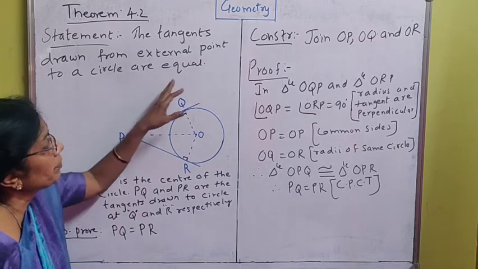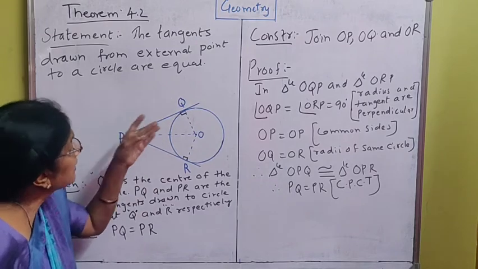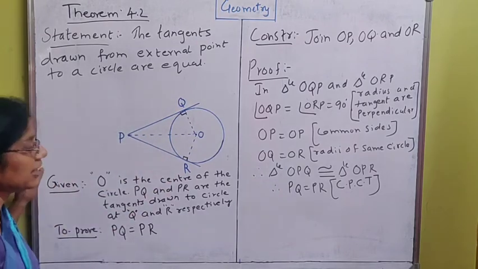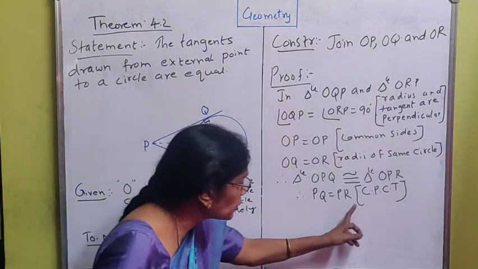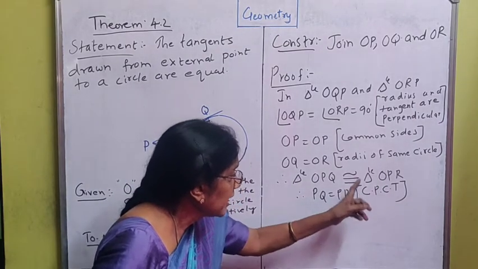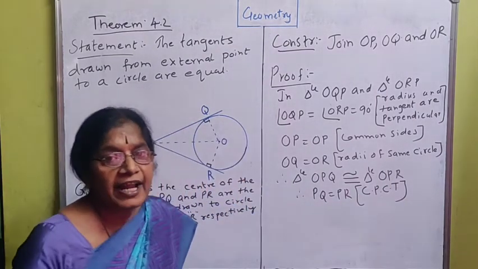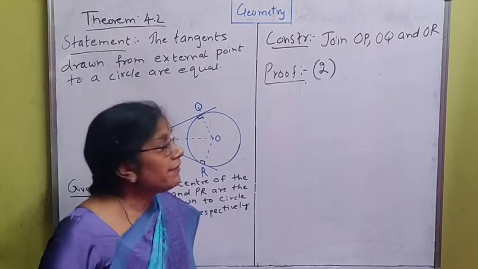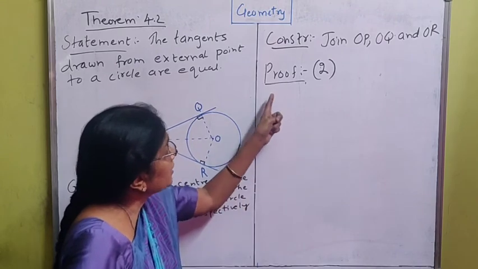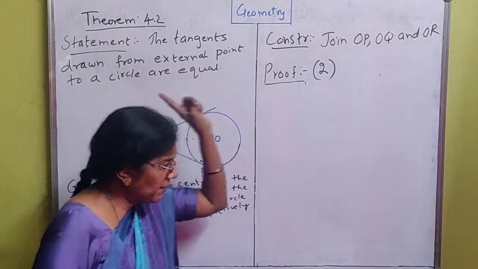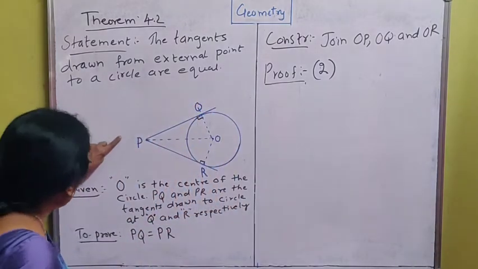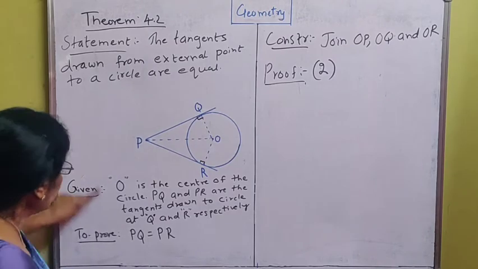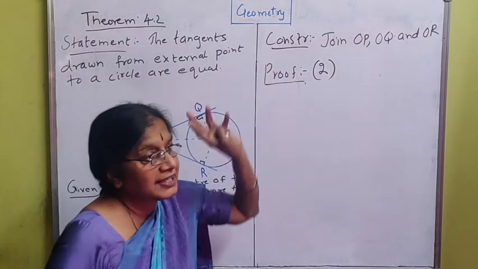Therefore, triangle OPQ is congruent to triangle OPR. Therefore, PQ is equal to PR. Why? Because they are the common parts of the congruent triangles. This is proof 1. I have erased proof 1 so that I can show you proof 2. Same statement, same diagram, given is same, to prove is same, and construction is same.